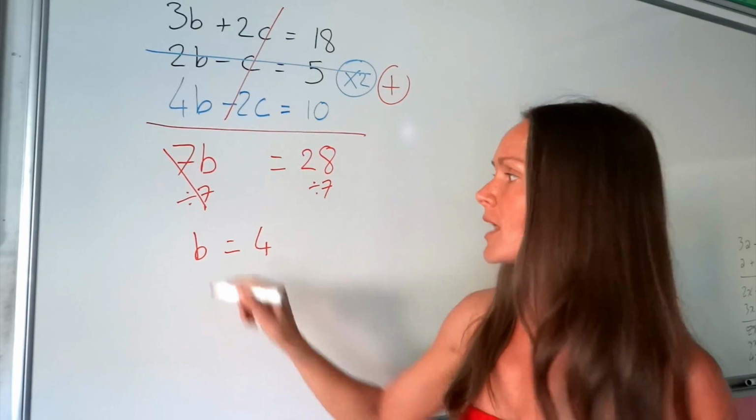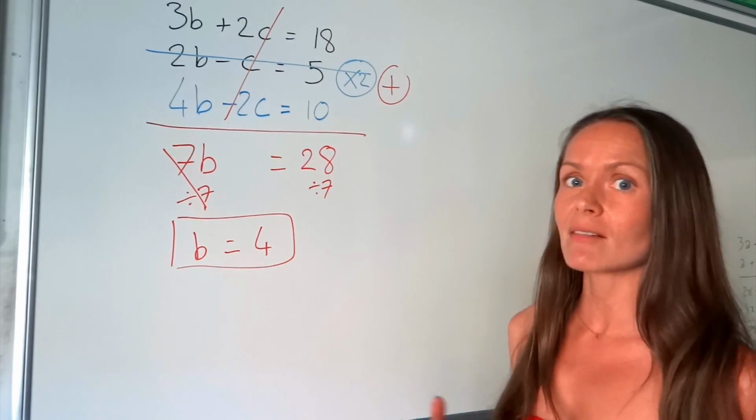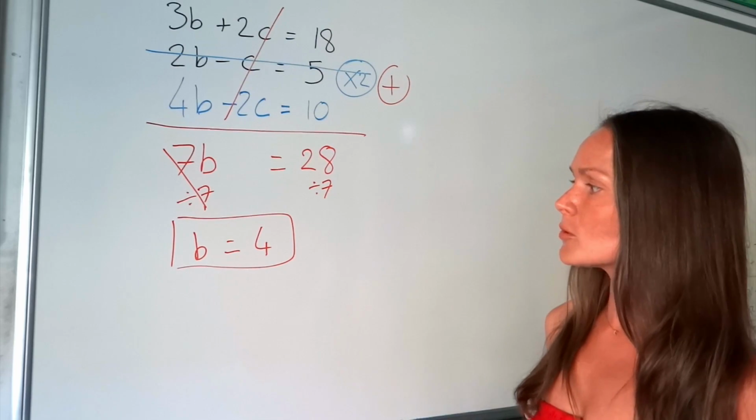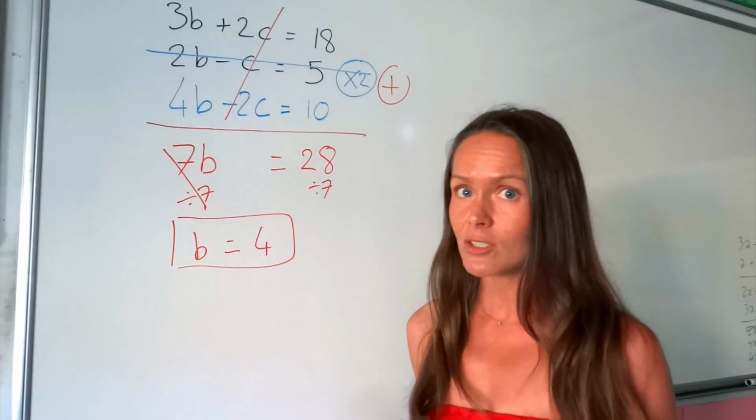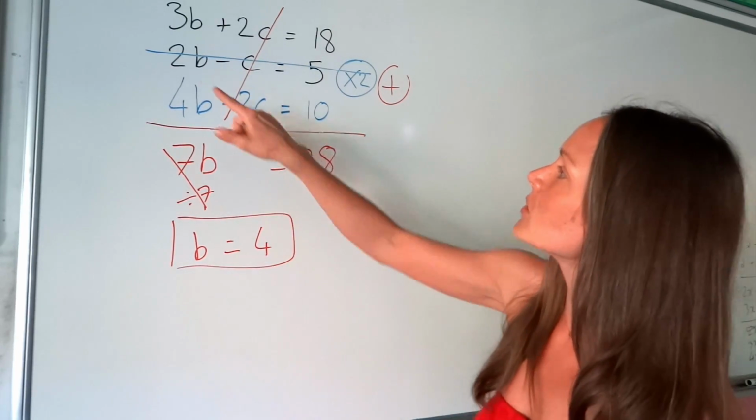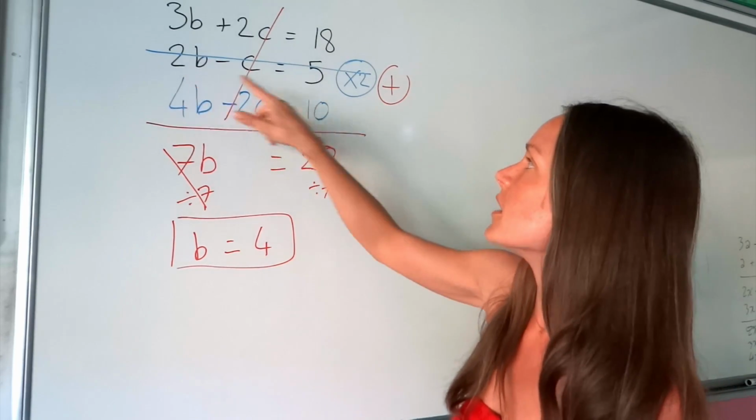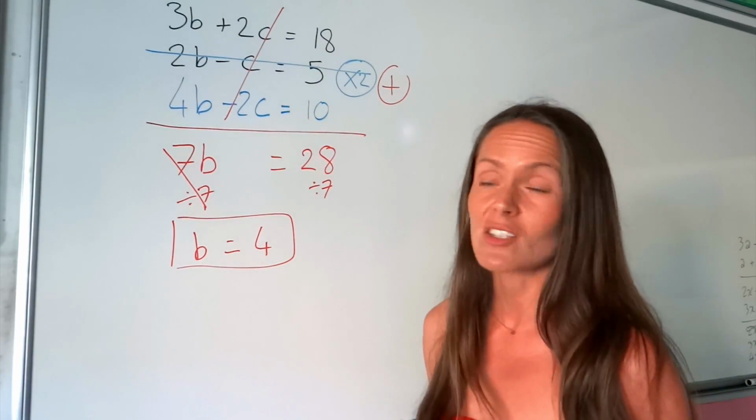So I found my first value. I know that B is equal to 4. Now we have to work out C. In order to do that, you need to choose one of the original equations. It doesn't matter which one. I'm going to choose this one, the one I crossed out, just because there are smaller numbers here, so maybe it's a little bit easier to work with.